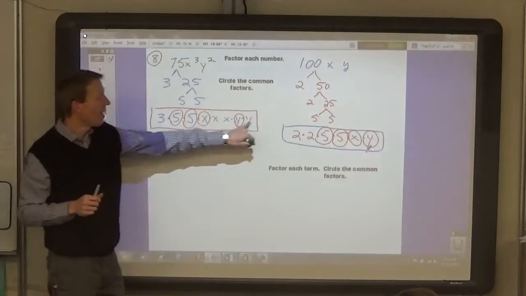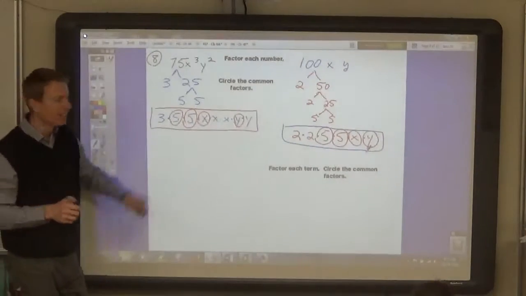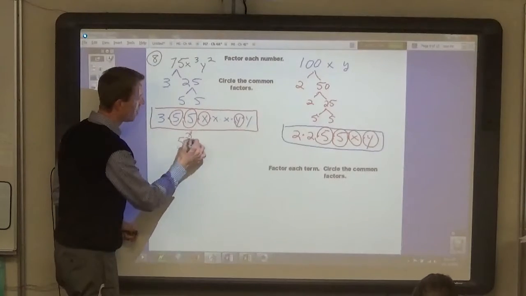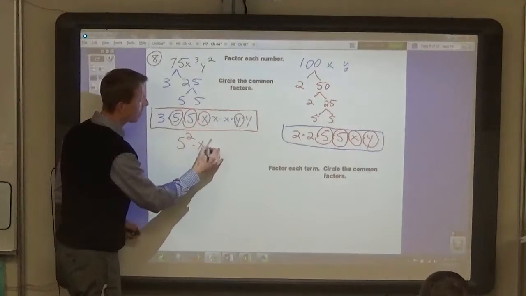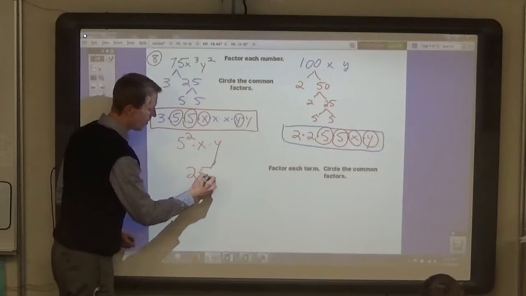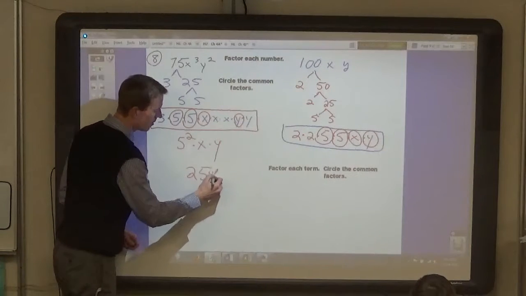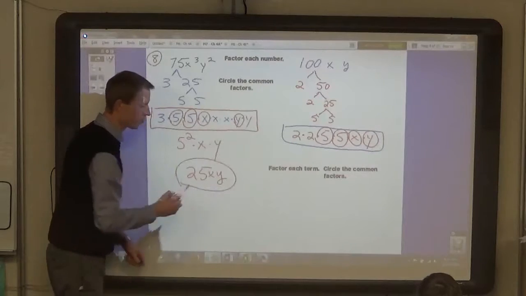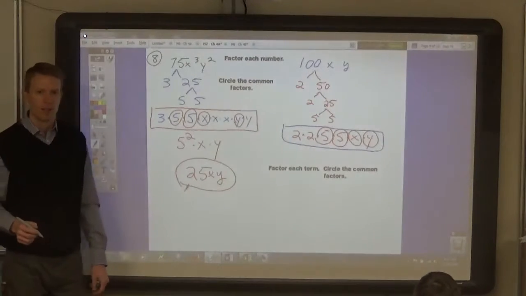So you multiply one set of these. 5 squared times x times y, which is 25xy.